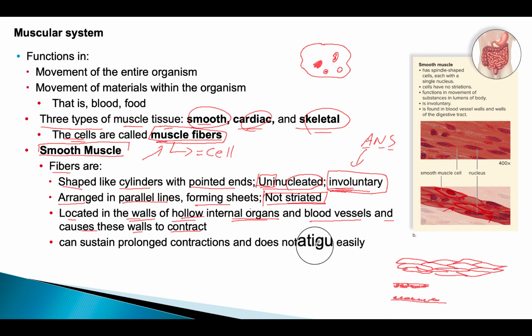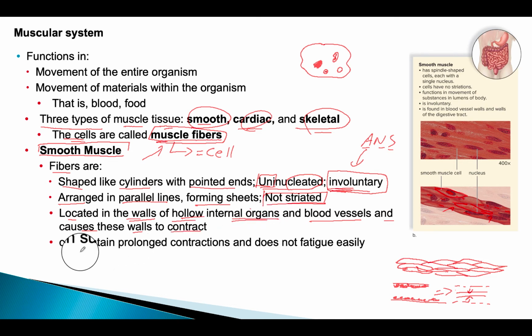And once again, they are going to contract, and when they contract, they become smaller. The lumen of the blood vessel now becomes smaller. So this is now the new lumen right over here when these contract. So once again, located in the walls of hollow internal organs, the only hollow internal organ that will not have smooth muscle is the heart. Okay, so please keep that in mind. And again, we'll talk about the heart as we go on here.